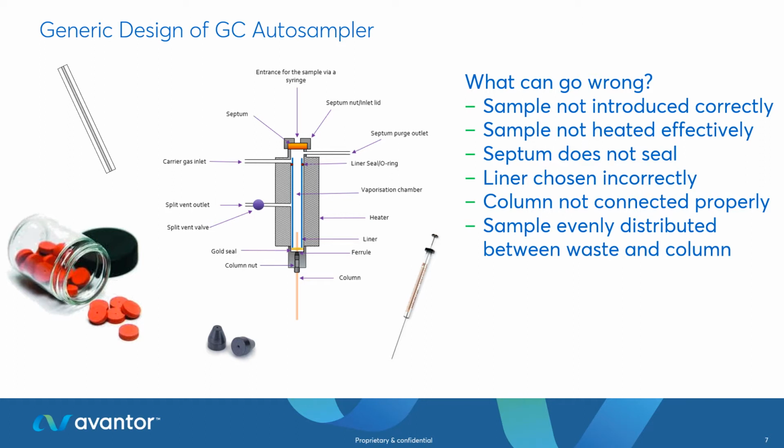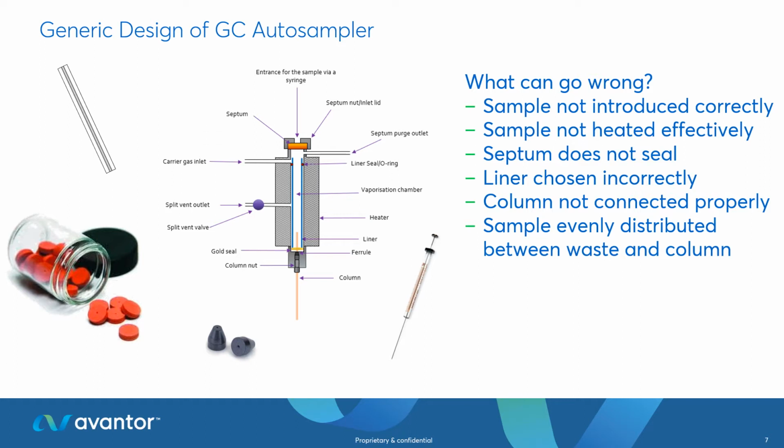In terms of what can go wrong at this point, the sample may not be introduced correctly. I already talked about a certain amount of the gas flow going off via the septum purge, so if we introduce the sample too high, we could start to lose some sample in that area. Maybe we've not heated the sample effectively. It could be that the septum doesn't seal, and consequently we get a flow of carrier gas going up out of the septa. The liner may not be appropriate. We may be using a more active liner than we should be, and this could create a situation where we have a degree of adsorption, or indeed where we have some reaction kinetics occurring.